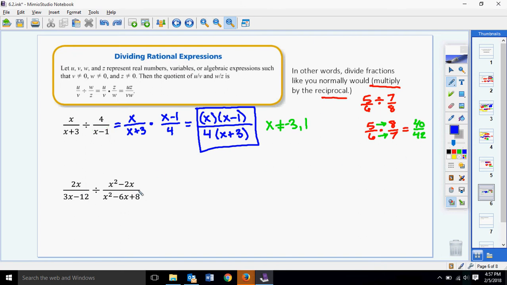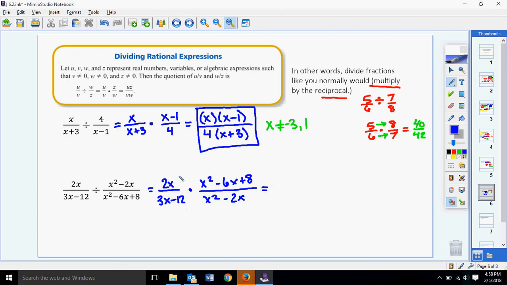Let's jump down to the second problem. I see the division sign, so I automatically think multiply by the reciprocal. So I have 2x over 3x minus 12 times x squared minus 6x plus 8 over x squared minus 2x. Now, I could have saved myself a step and factored, but I wanted to write it out the long way and show you the multiply by reciprocal.